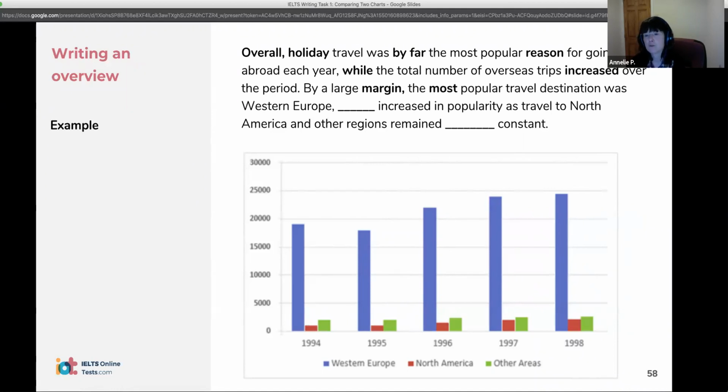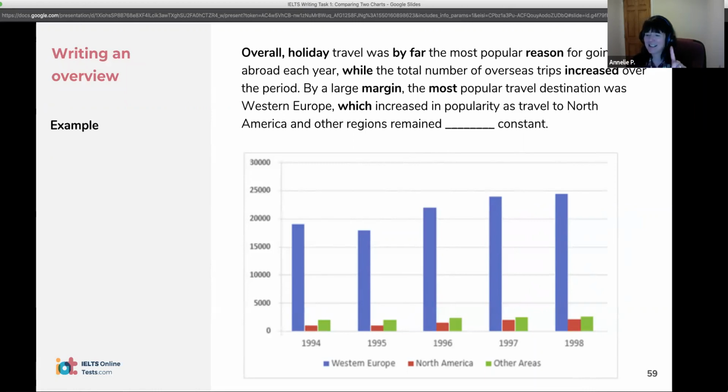okay, very good. The most popular travel destination was Western Europe. Okay, we're referring back to Western Europe, which increased in popularity. And then we're comparing travel to North America and other regions, which remained, well, constant. You're right, you could say stable, but we need to put, okay, very nice.